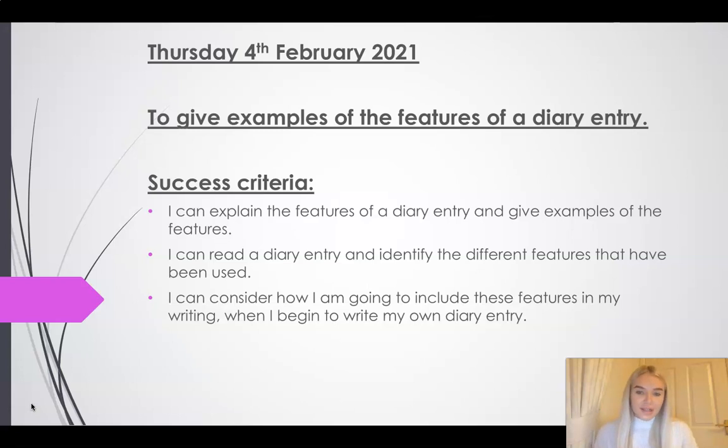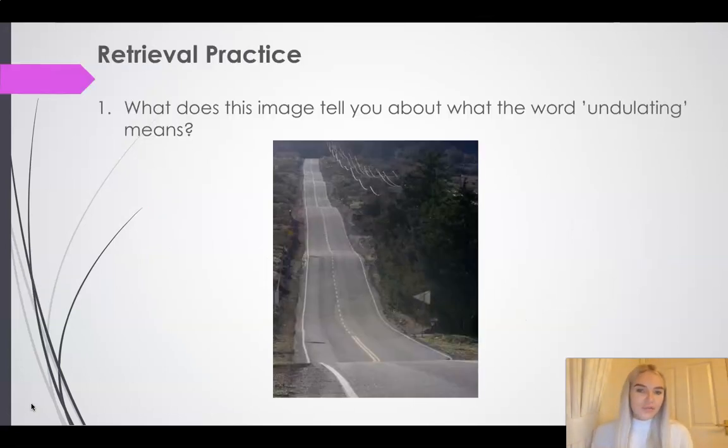To be successful in this lesson, you will have to do three things. First, you will have to be able to explain the features of a diary entry, being able to give examples of these features. You will have to read a diary entry and identify where the different features have been used. And you will start to consider how you're going to include those features in your writing for when you begin to write your own diary entry. When you're given your examples, that's going to help you to think, when can I use these features in my writing?